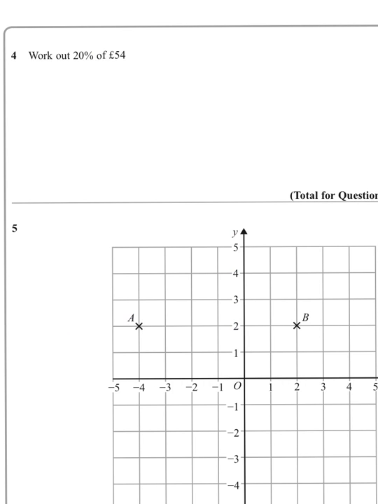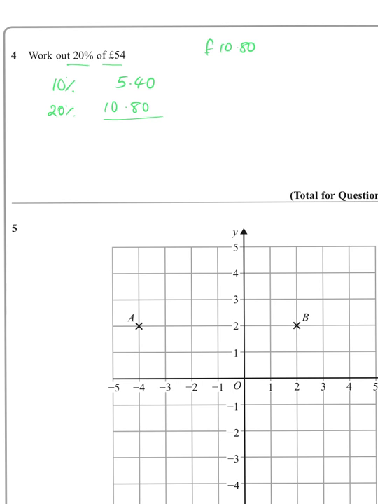Question 4. Work out 20% of 54. Well, if we know that 10% of £54 is £5.40 and 20% has to be double, then we could say £10.80 and that's finished, and that would be the answer.